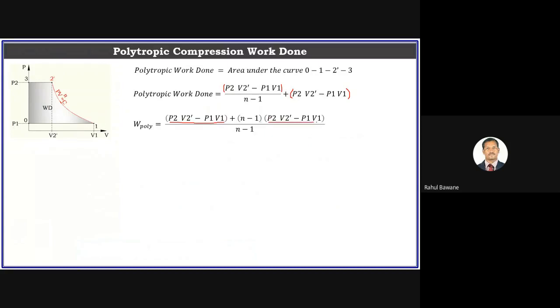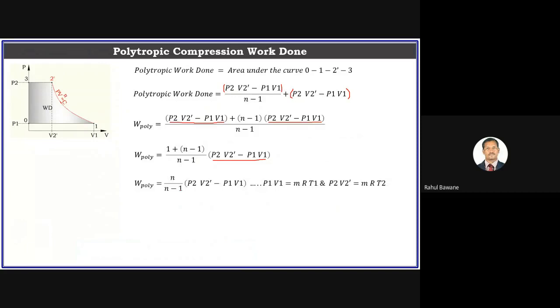So these two brackets are the same, so we can take them as common. If this bracket (P2 V2 dash minus P1 V1) is common, we get (1 plus n minus 1) upon (n minus 1). If we remove this bracket, it means 1 plus n minus 1, so plus 1 minus 1 gets cancelled. Finally we obtain n upon n minus 1 times (P2 V2 dash minus P1 V1).